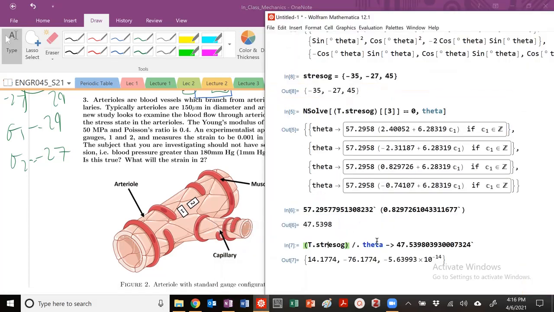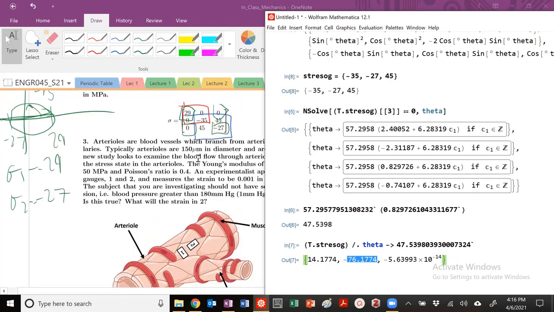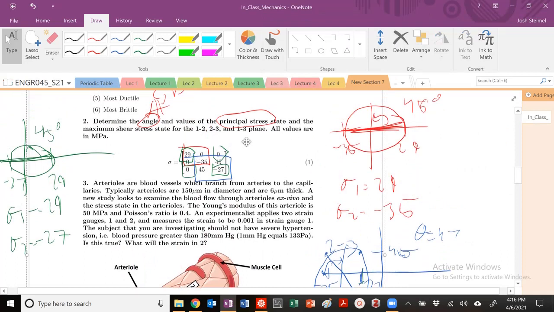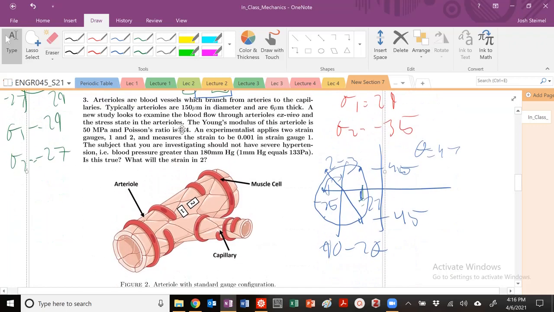So minus 35, minus 27, and then 45, and these are the values. So sigma 1, sigma 2 there. I'm pretty sure that's all of the values. So you just repeat that procedure, and then you can solve all of these different values. So let's look at number 3.